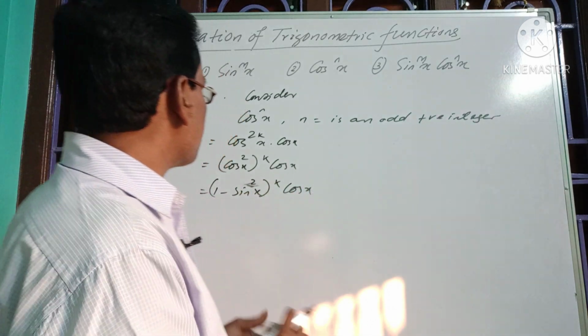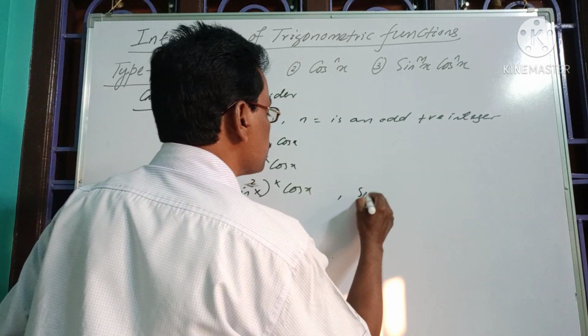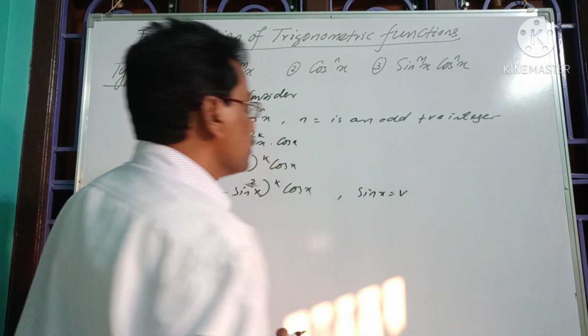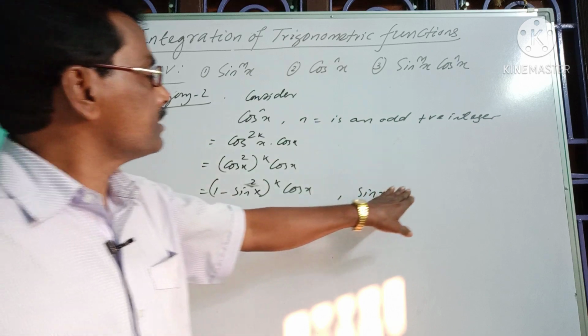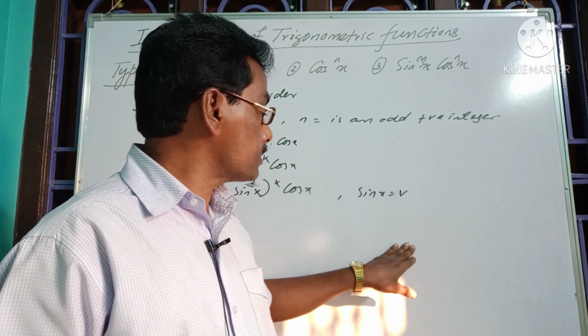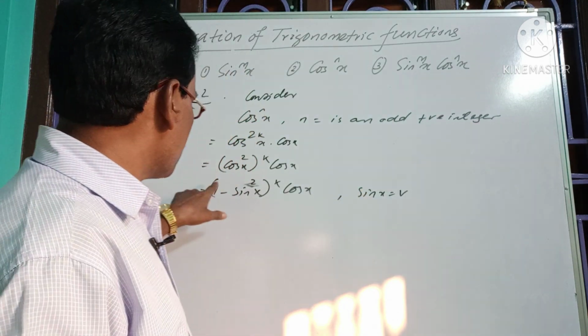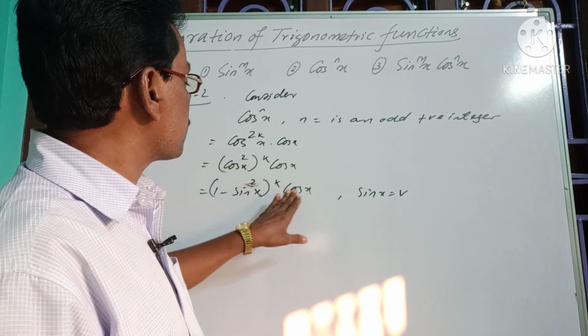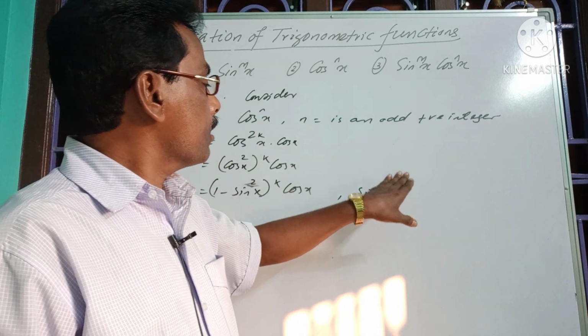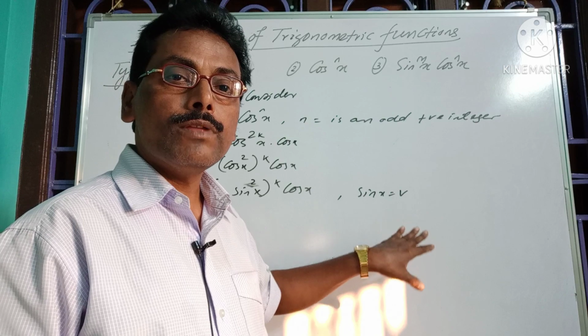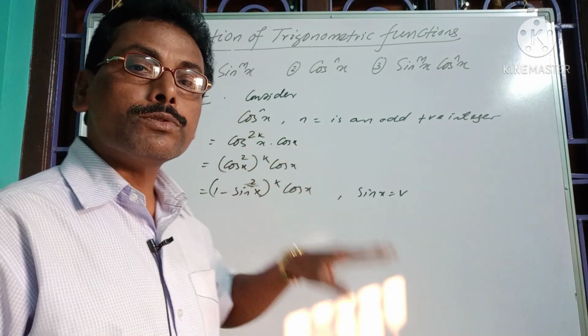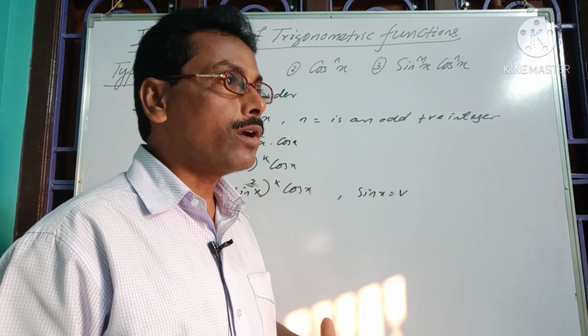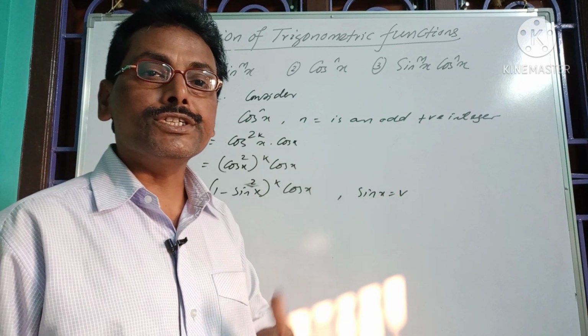Before integration, we have to substitute sin x as v. So v is a function of x. If you differentiate v with respect to x, it will give us cos x, where the integrand contains the factor cos x. So now after substitution and differentiation, the integrand will be transformed into a polynomial of v or a rational function of v, which is easily integrable.